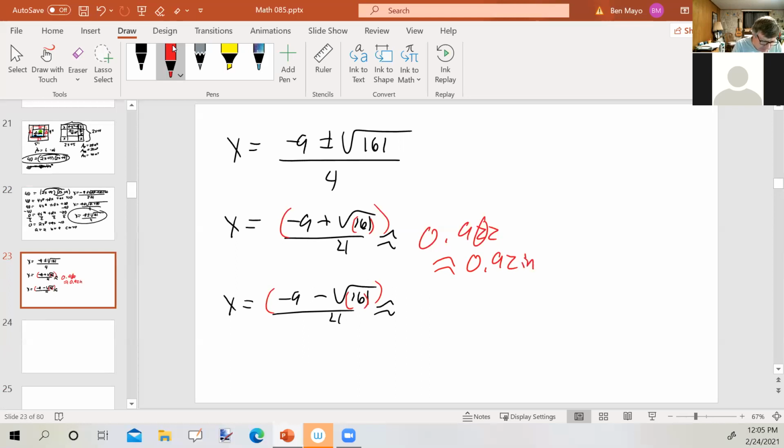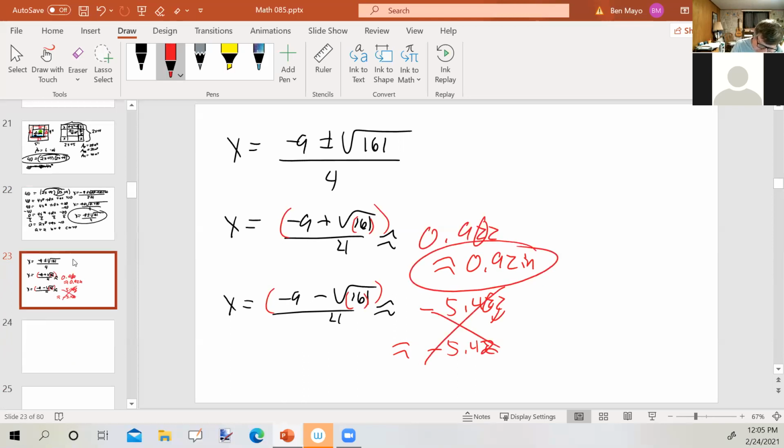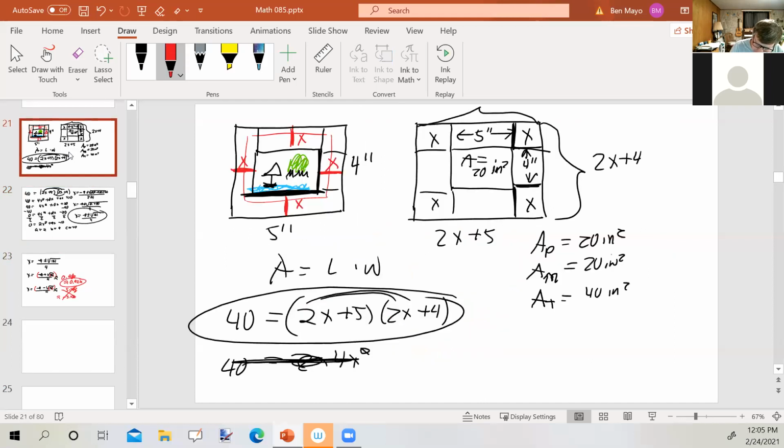Okay. Then doing the second one, we get negative 5.4222, which is negative 5.42. But again, we're dealing with a distance of a picture frame. So our answer, let's see, x, that uniform width would be 0.92 inches. And there you have it. Any questions on that?